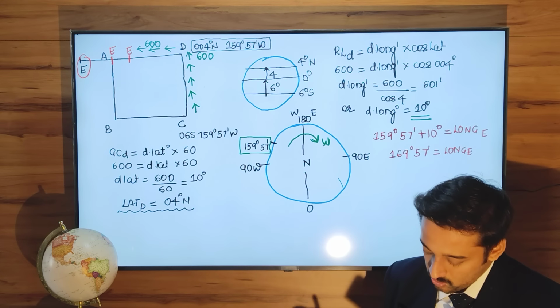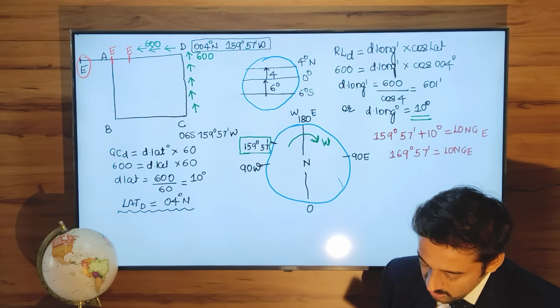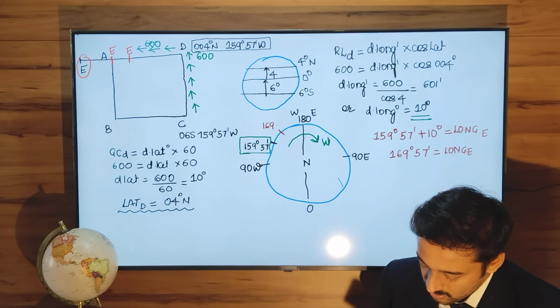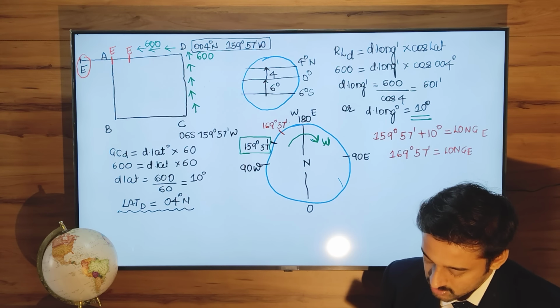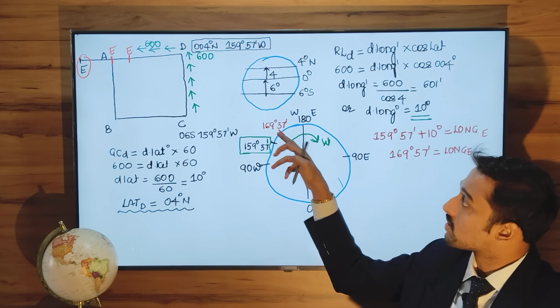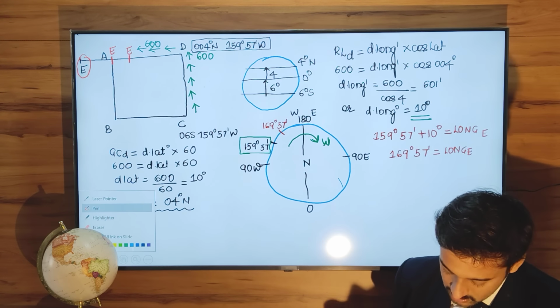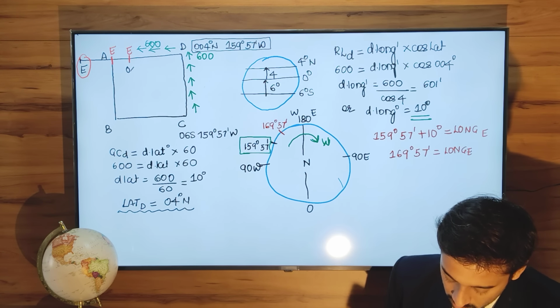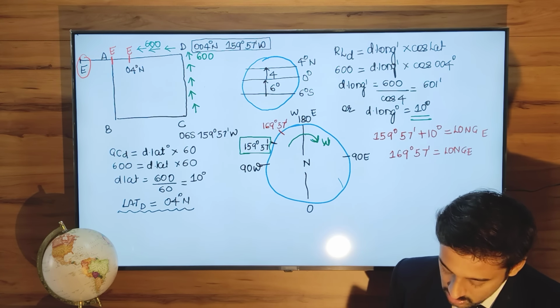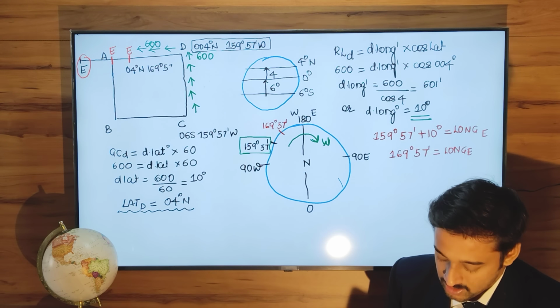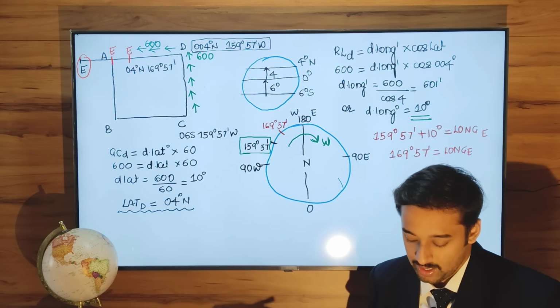Okay, so your Echo is over here, 169 degrees 57 minutes. Okay, so now let's write the coordinates here: 4 degrees north, 169 degrees 57 minutes, or approximately 170 degrees.